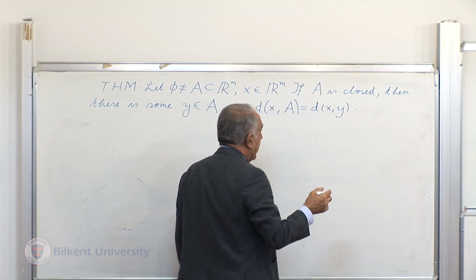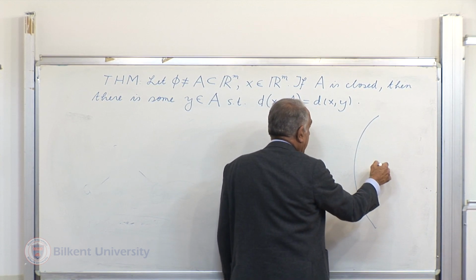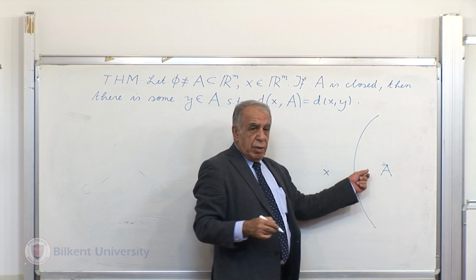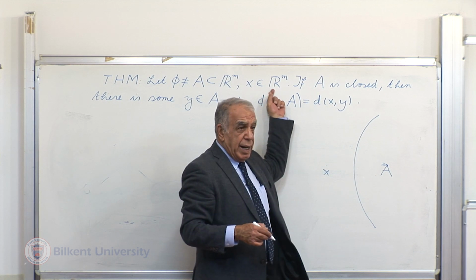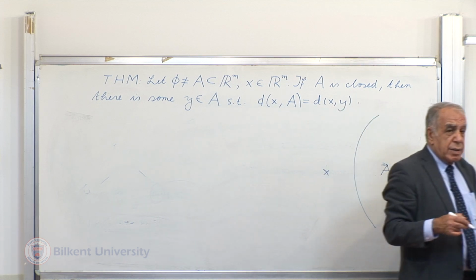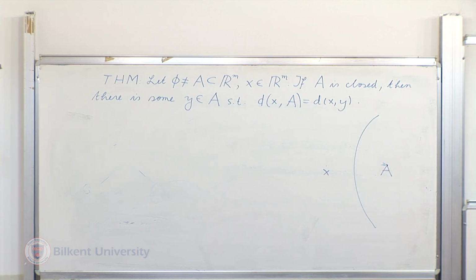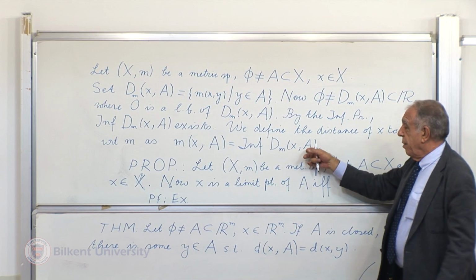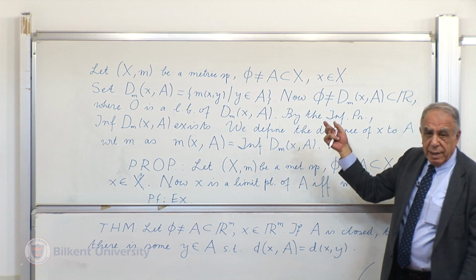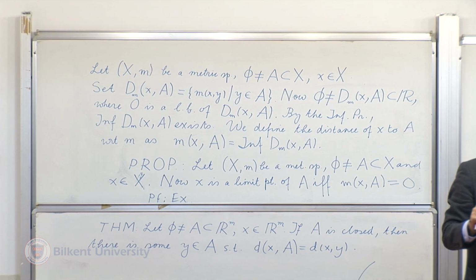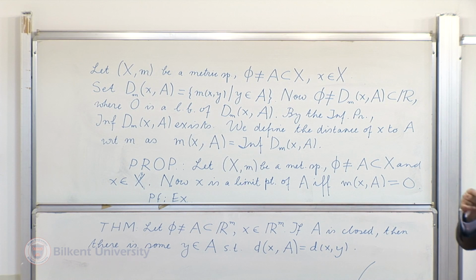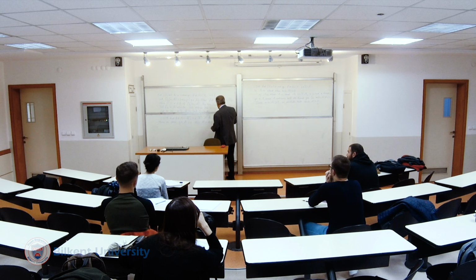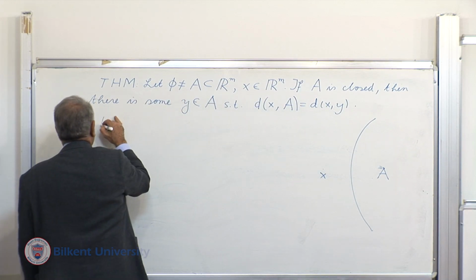Now we can also have a picture here. Say this is A, it's closed, so it contains its boundary. And x, of course, can also be a point in A. So it's any point in R^m. But if it's in A, then its distance to A will be 0, since this set here will contain, if x is in A, it will contain d(x,x), which is 0. Well, then the infimum of a set of real numbers, which are all non-negative, if that set contains 0, then 0 must be the infimum. So let's first take care of that simple case.